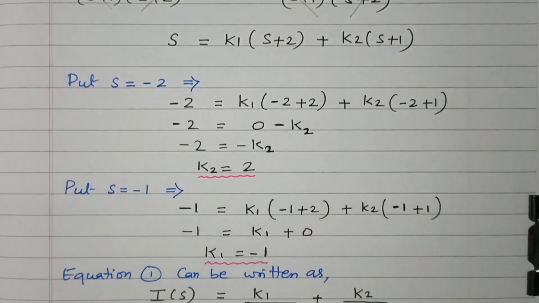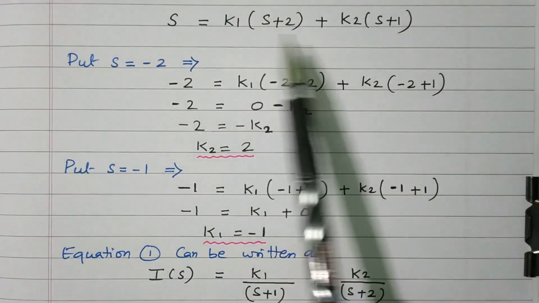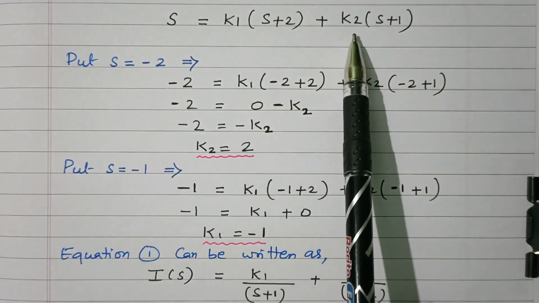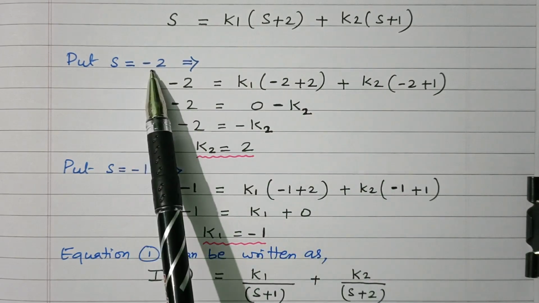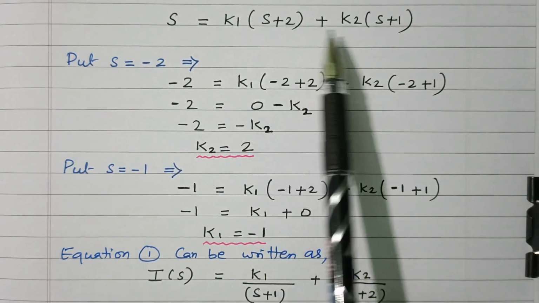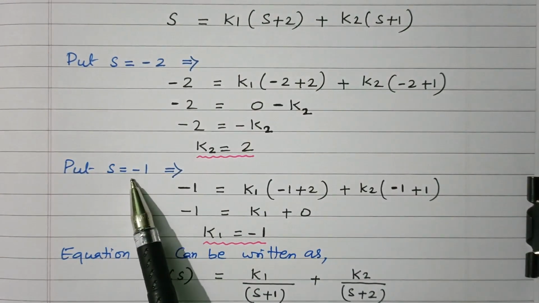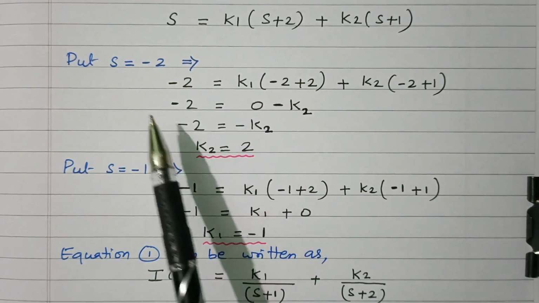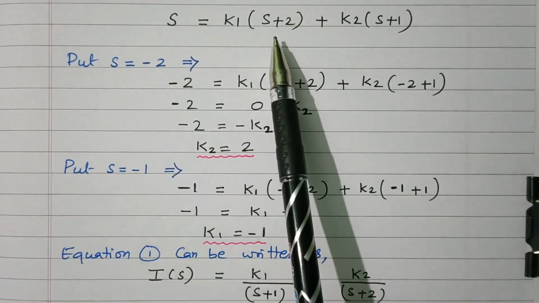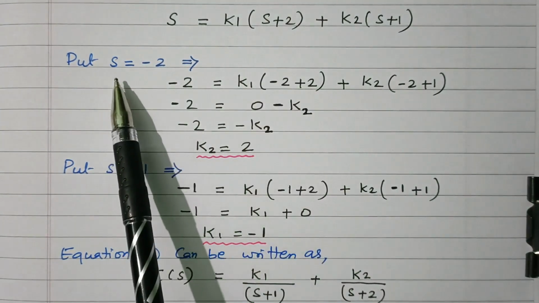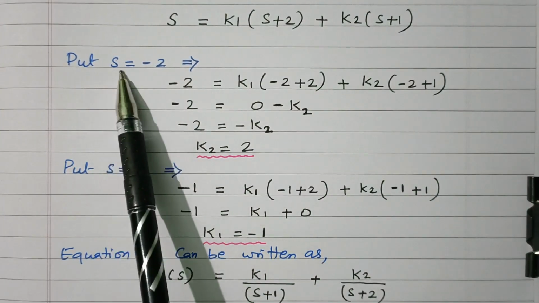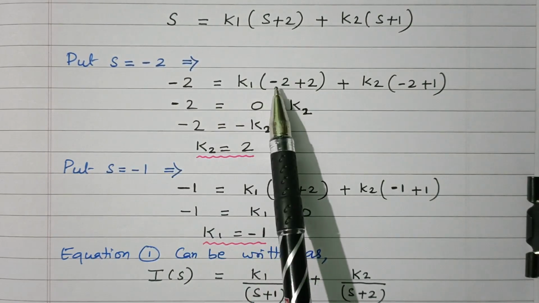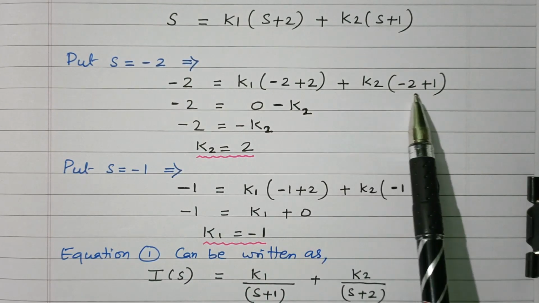Now the next step is to find the values of k1 and k2. We have to select the s value such that a term gets cancelled. For example, s equal to minus 2 cancels one term, so we can find k2. If s equals minus 1, k2 gets cancelled and we can find k1. So select the s value such that it cancels one term. Based on that, we substitute s equal to minus 2. So minus 2 equals k1 into minus 2 plus 2, plus k2 into minus 2 plus 1.